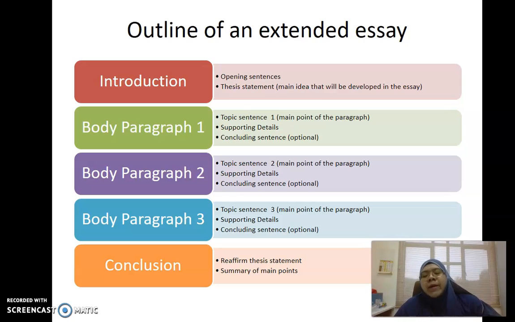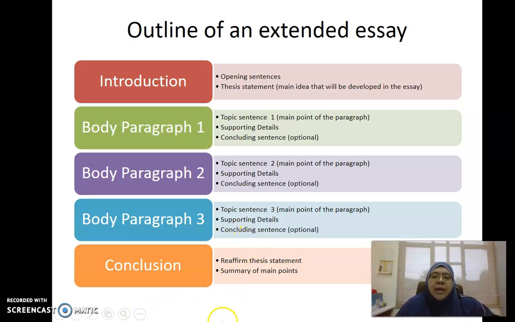Just like what I mentioned just now, you need to have at least five paragraphs. The first paragraph is for the introduction, then three body paragraphs, and also one paragraph for the conclusion. For the introduction, you may start with opening sentences and then write the thesis statement. Opening sentences are sentences that grab the attention of the readers. You can come up with a statement, a question, or maybe a quotation. There are many interesting ways to start your essay writing.